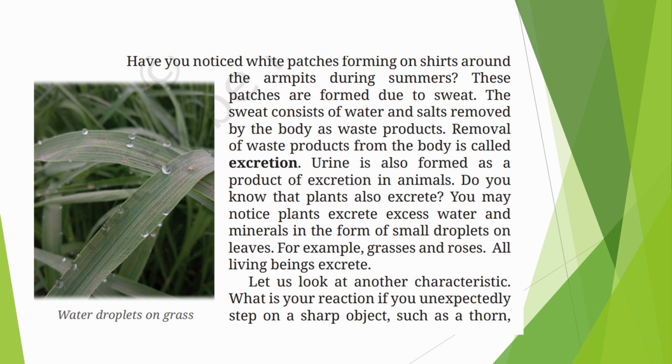Have you noticed white patches forming on shirts around the armpits during summers? These patches are formed due to sweat. The sweat consists of water and salts removed by the body as waste products. Removal of waste products from the body is called excretion. Urine is also formed as a product of excretion in animals.